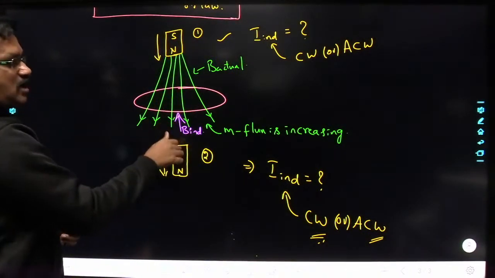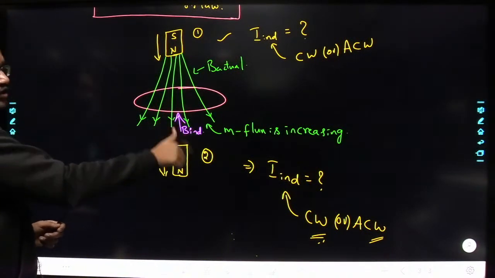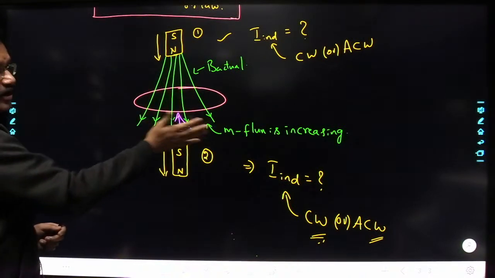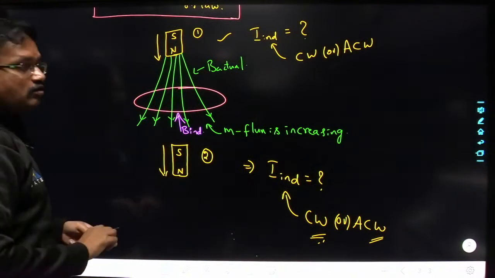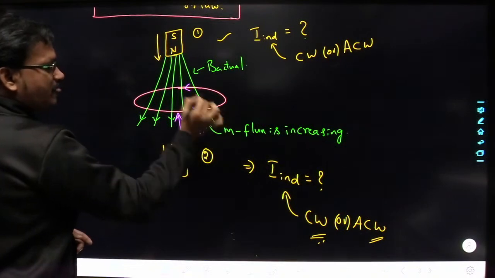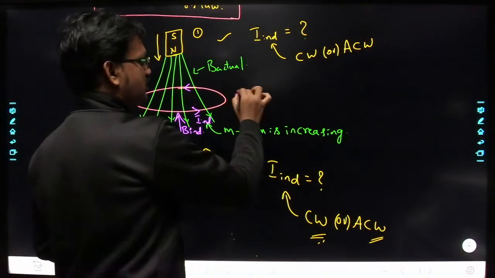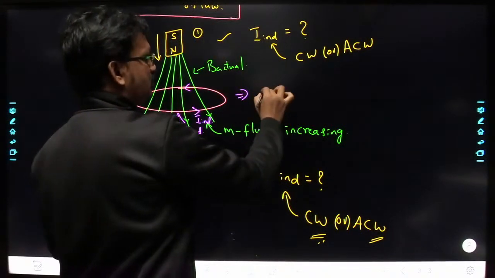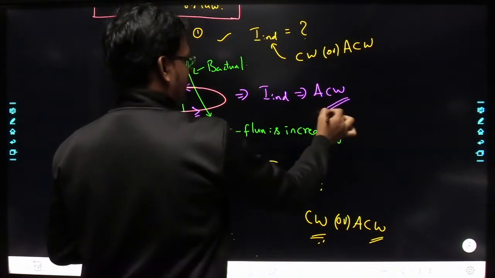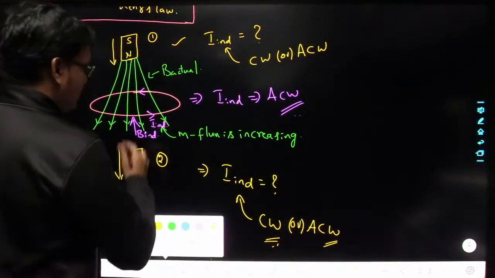When it is opposite to the actual magnetic field, that means the induced magnetic field has to point in the upward direction. So if the induced magnetic field is pointing upward, then what is the direction of induced current? The direction of induced current will be anti-clockwise. So here I induced will be in anti-clockwise direction. So in case 1, the induced current is in the anti-clockwise direction.